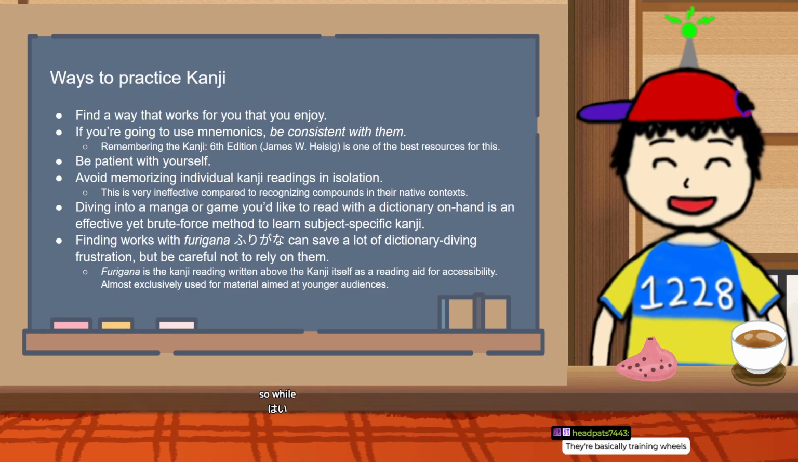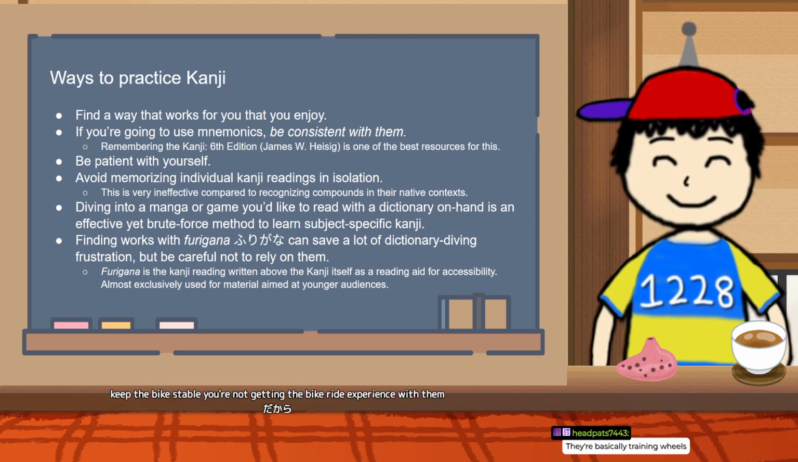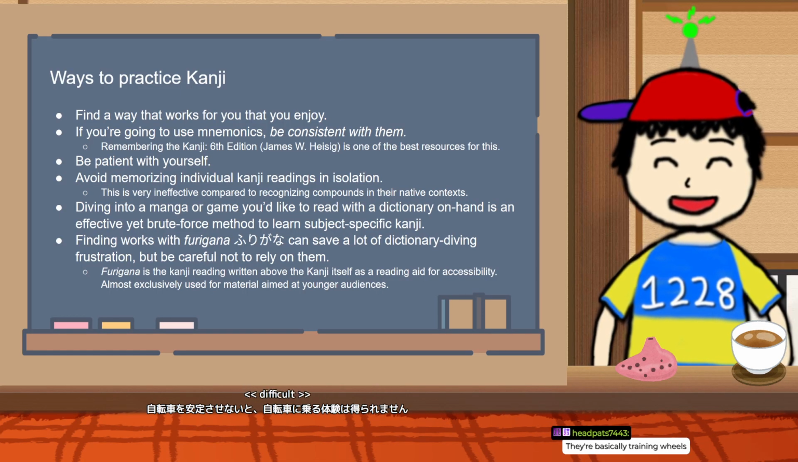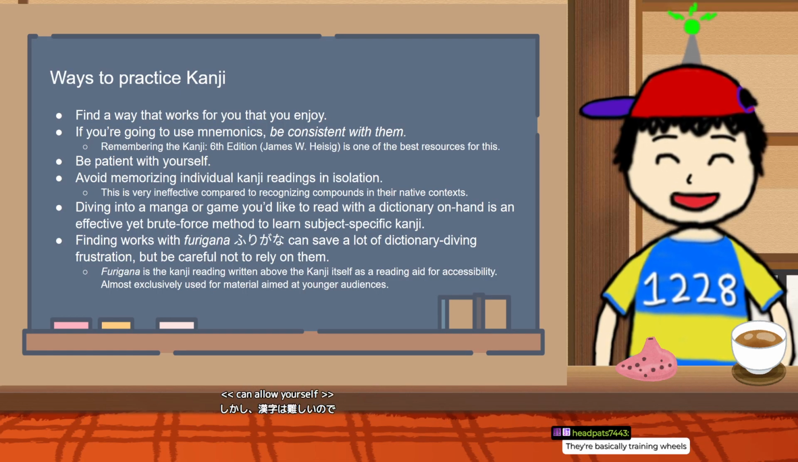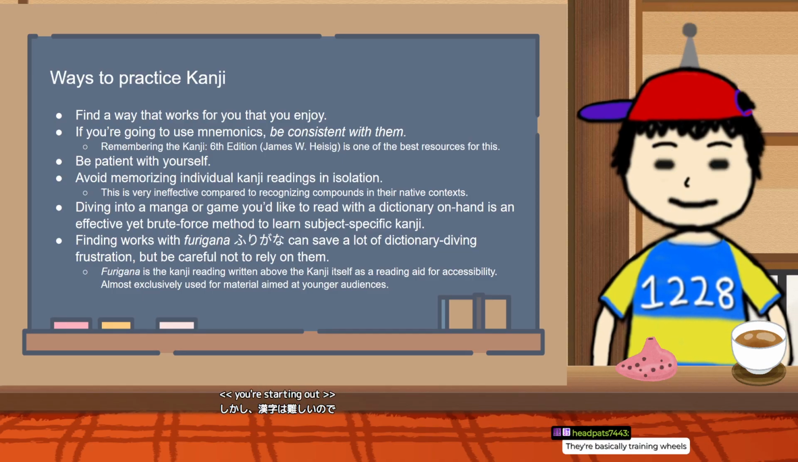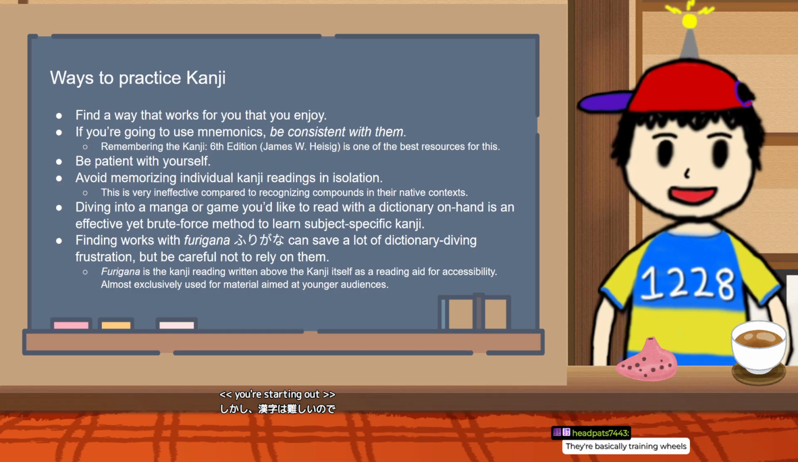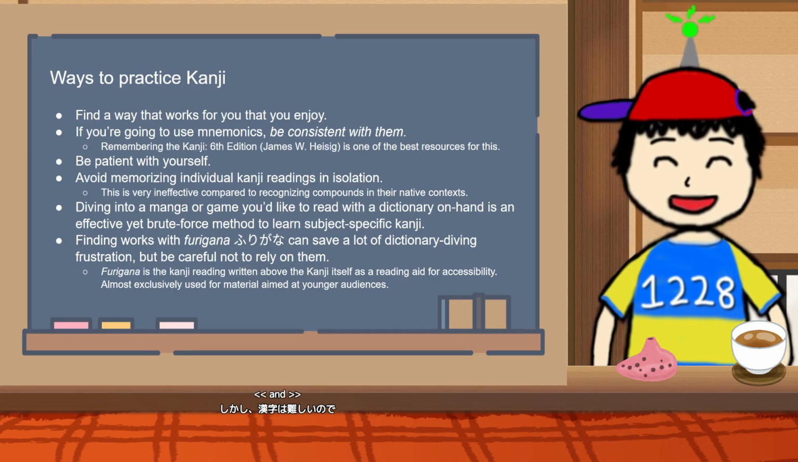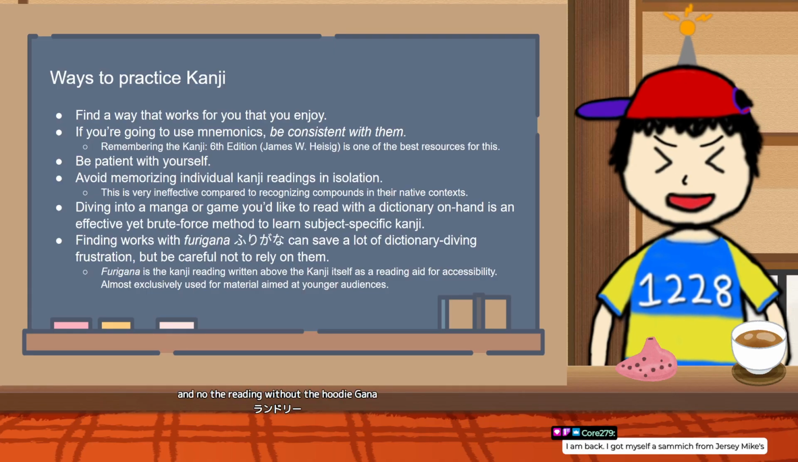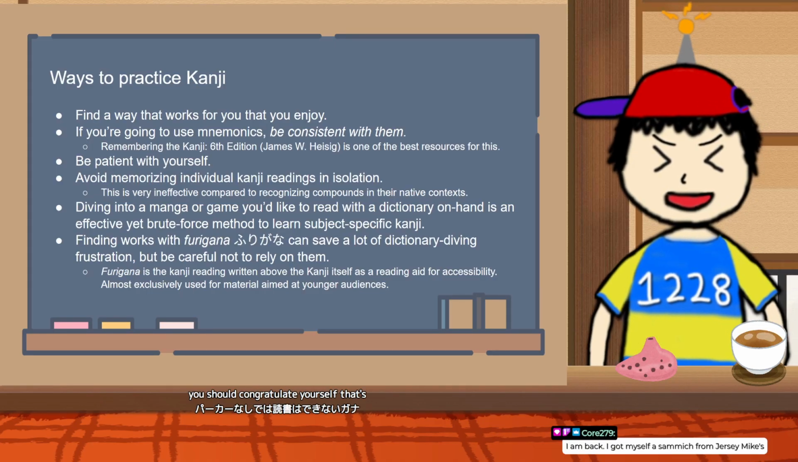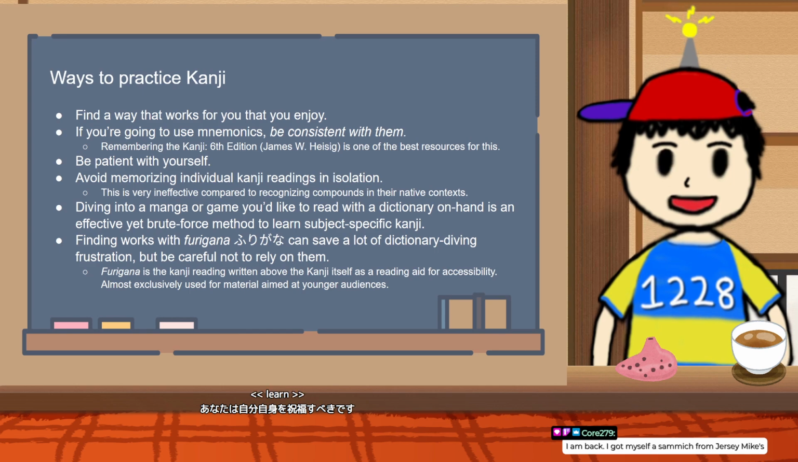So while training wheels can keep the bike stable, you're not getting the bike ride experience with them. But because of how difficult kanji is, you can allow yourself to use hiragana, especially when you're starting out. It's gonna take a long time before you will get used to hiragana, or rather the lack of hiragana. And when you're reading something, and you come across a kanji that you just recognize and know the reading without the hiragana, you should congratulate yourself. That's huge. That's actually huge. Learning the kanji reading? I am still learning kanji readings.